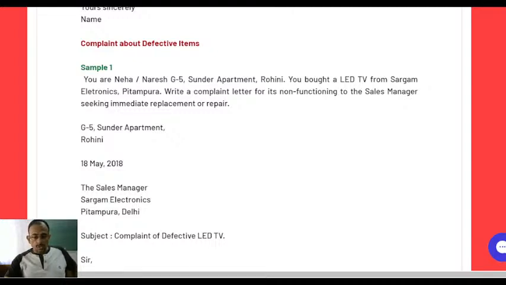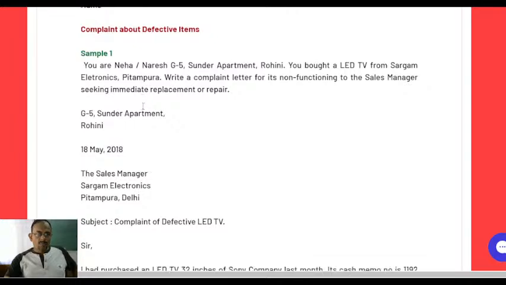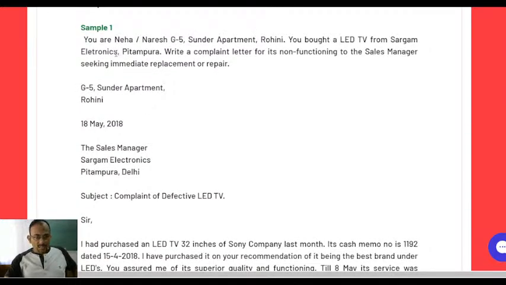I've already shown you one letter. This is another letter. You are Neha or Naresh. Your name is already given. If you are a girl, you will write Neha. If you are a boy, you write Naresh. G5. So this will come as the sender's address or the receiver's address.